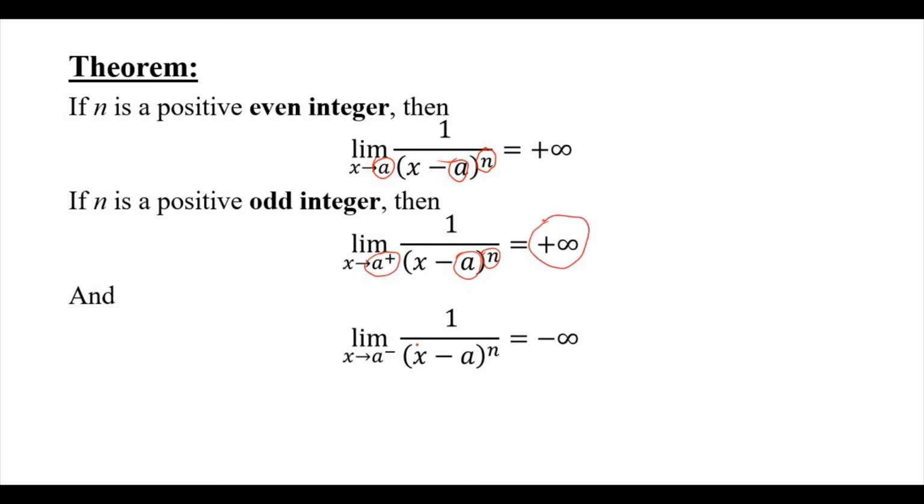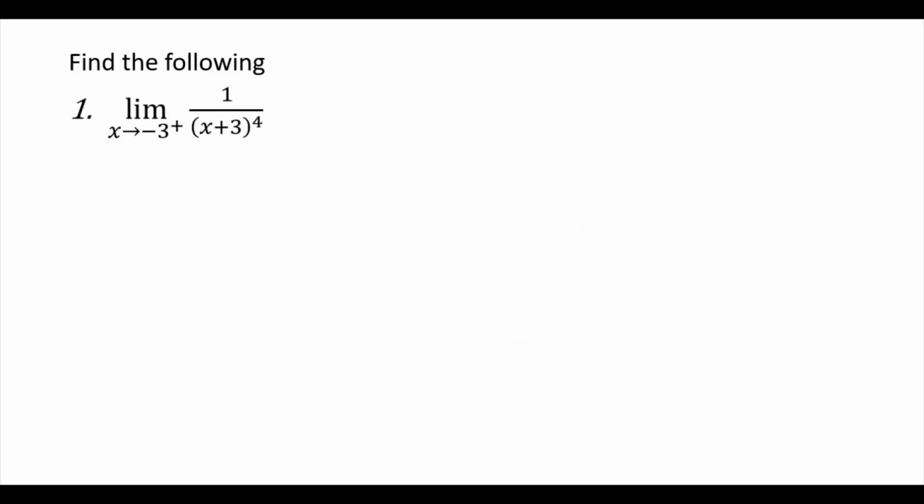The limit of 1 over (x minus a) to the n power as x approaches a from below is negative infinity. Let's apply this theorem. Let's find the limit of 1 over (x plus 3) to the 4th power as x approaches negative 3.